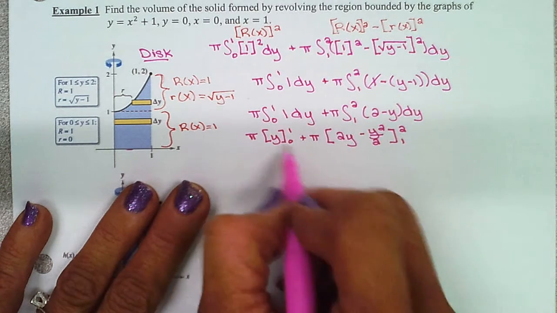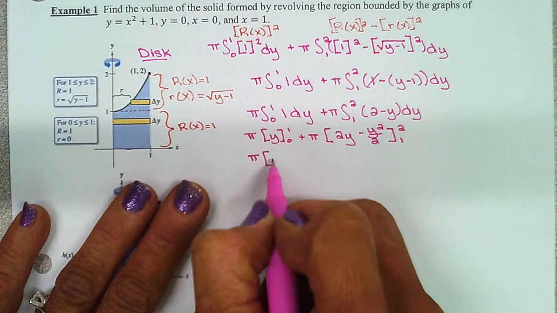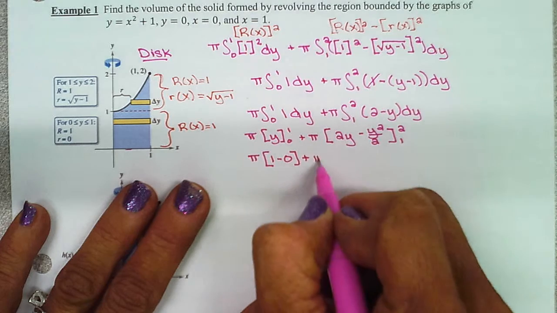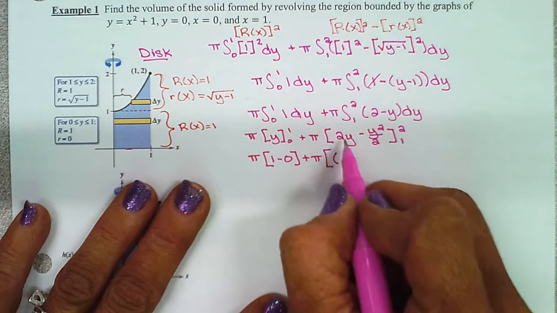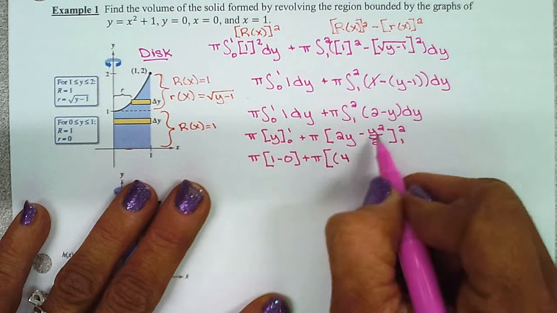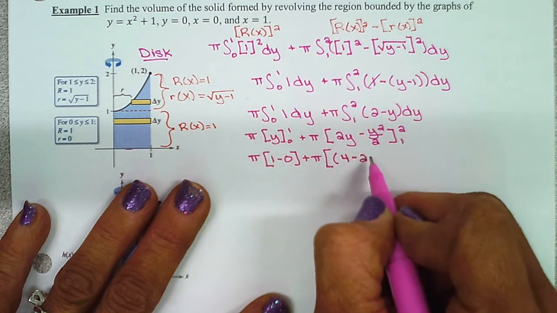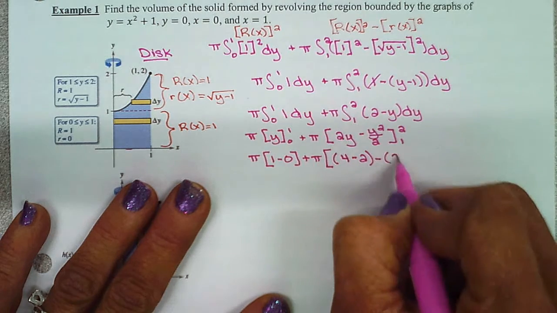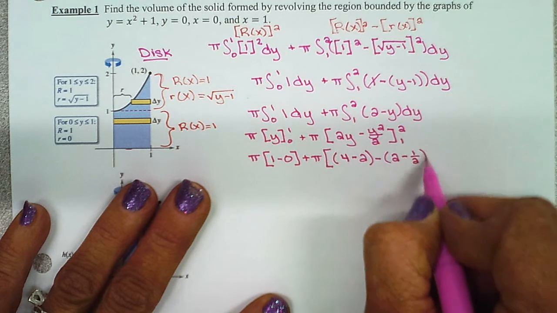Here, if I plug in a 1 and then a 0, this is just going to be a pi times, we can write it as 1 minus 0, but it'll just be the 1. Plus pi times, and now here, if I plug in my upper limit, 2 times 2 is 4. Here, 2 squared over 2 is 4 over 2, which is 2, minus the lower limit, 2 times 1 is 2, and 1 squared over 2 is just a 1/2.